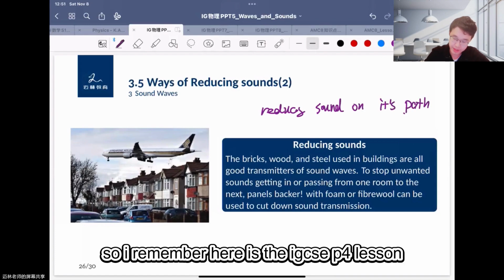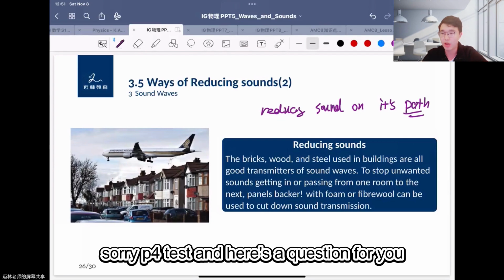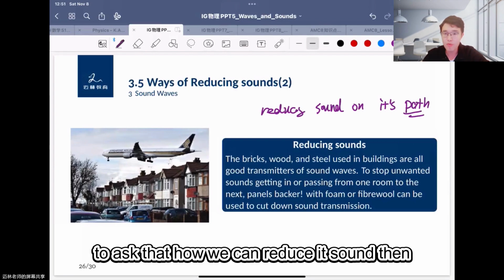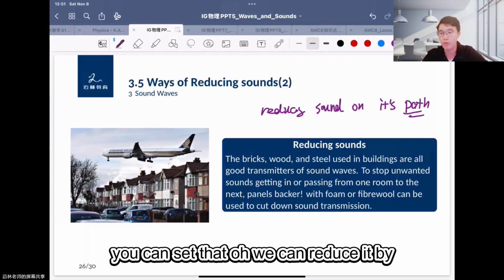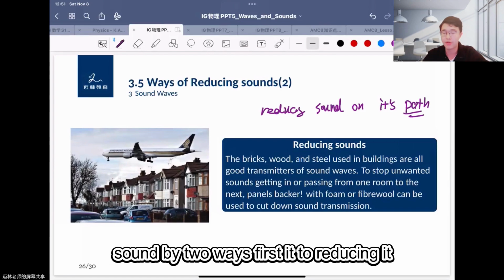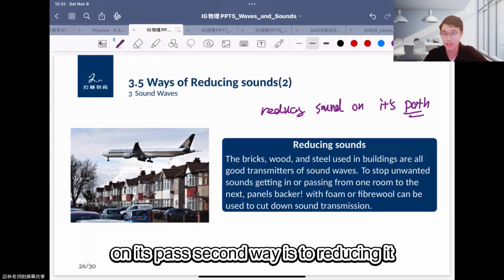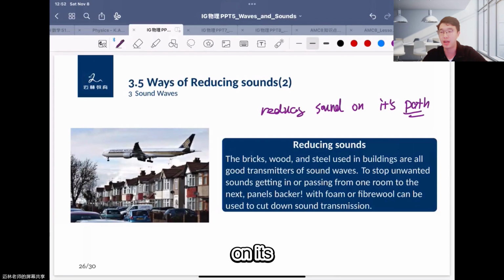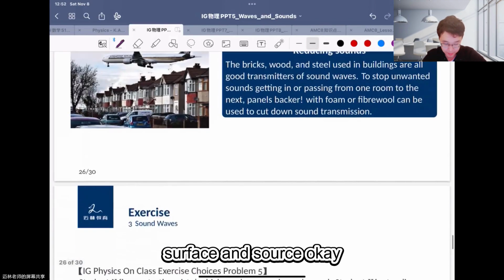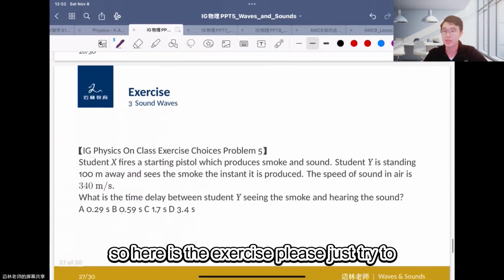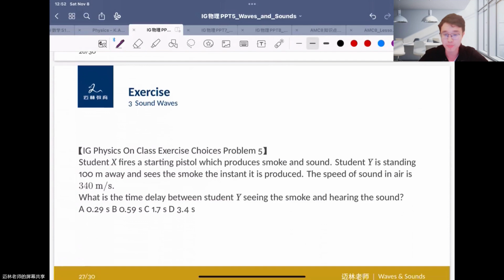I remember here is an IGCSE P4 test, and here is a question asking how we can reduce the sound. Then you can say that we can reduce sound in two ways. First is reducing it on its path. Second way is reducing it at its source. Okay. So here is the exercise. Please try to solve the problem.